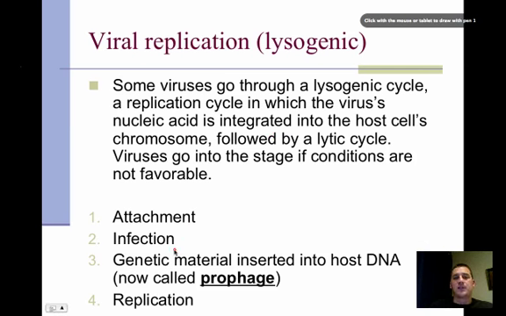So it's going to have the attachment, it's going to have the infection, but instead of the instantaneous rapid replication and maturation, it's going to insert its DNA into the host cell's DNA. It's going to remain dormant until something happens, and then these prophages are going to come back at a later time, and they're going to replicate, they're going to mature, and they're going to release, just like in the lytic cycle. But lysogenic happens when there's harsh or non-favorable conditions. So just remember that. That's the main difference, harsh or non-favorable conditions.